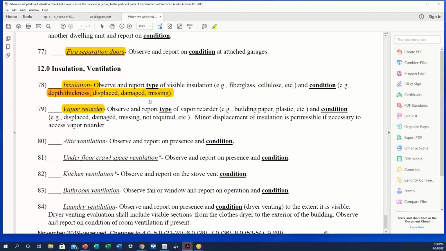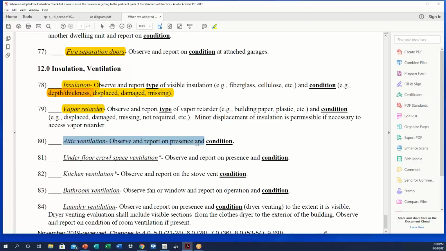Okay. I always write down if it's displaced, and I say it looks like a human was swimming through the insulation and displaced the area. Usually you can tell because there's a big hole in the ceiling below where they've stepped through the ceiling. So vapor retarder, building paper, condition, displaced, missing. A lot of the areas where there's not high moisture or temperature differentials, there's no vapor retarder at all. The insulation is free flowing.